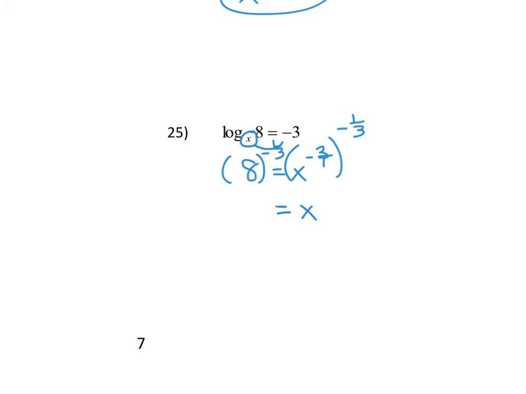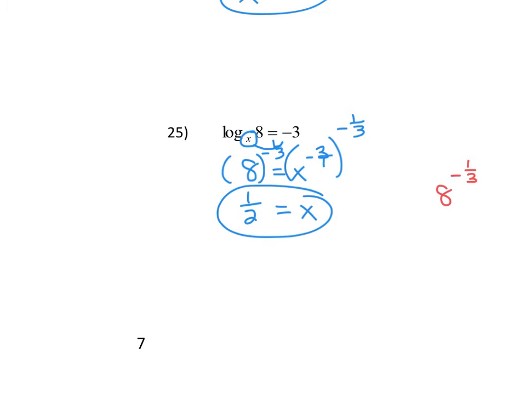And then if you figure out what 8 to the -1/3 power is, you could either do it by hand using your exponent rules, or you can use your calculator. Either way, you end up getting 1/2. Just to remind you, if you wanted to do this by hand, I'll do it off to the side. So if we had 8 to the -1/3 power.